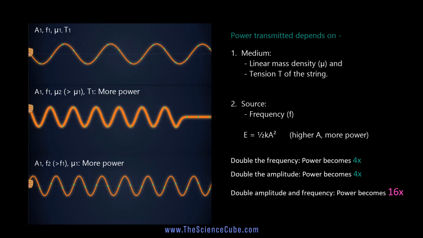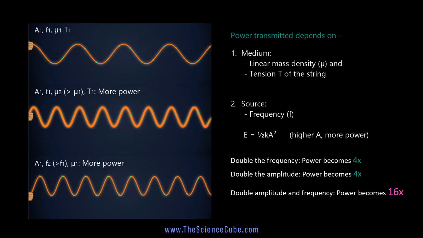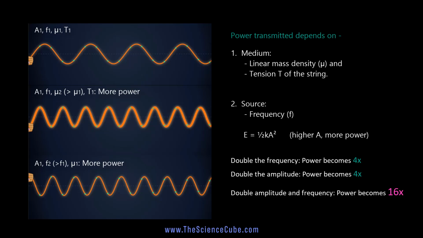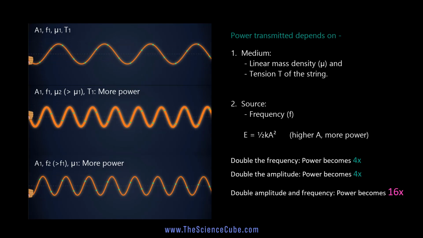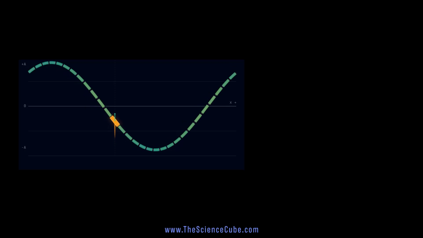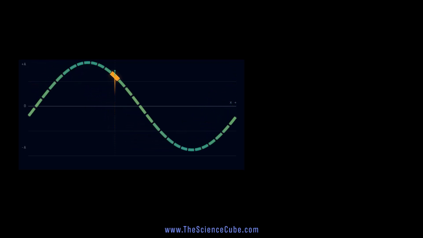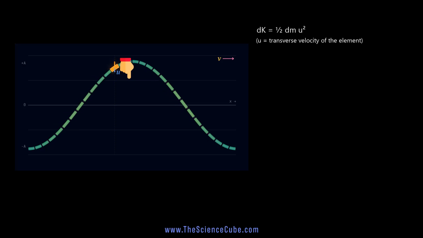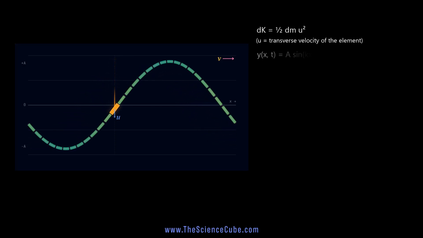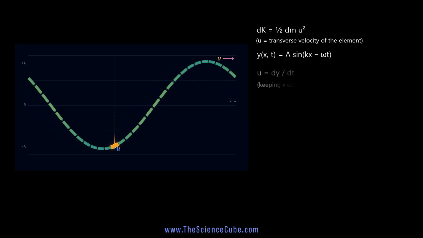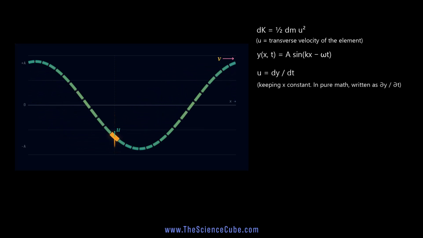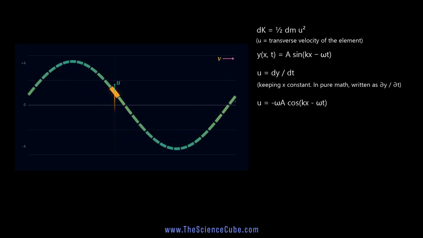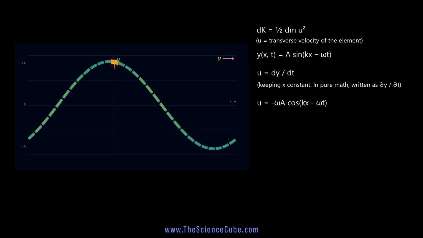Okay, having understood the concept, let's get into the math and look at the rate at which this energy is transmitted. And for this, we start with the kinetic energy dK associated with a string element of mass dm, which is given by dK = ½ dm u². And here u is the transverse speed of the oscillating string element. And to find u, we need to differentiate our wave function with respect to time while holding x constant. That gives us u = −ωa cos(kx − ωt).